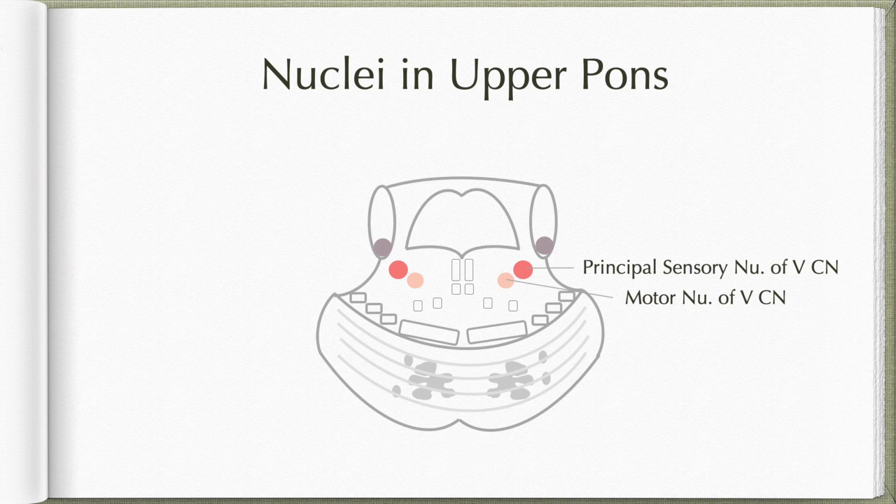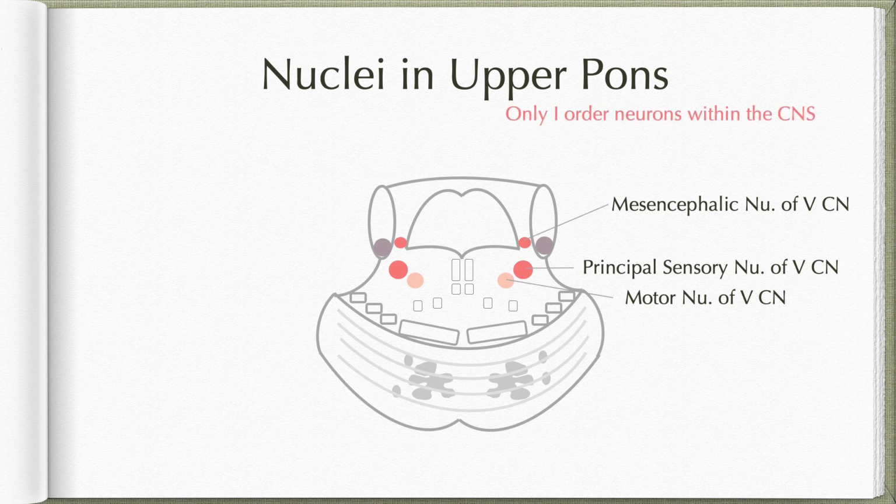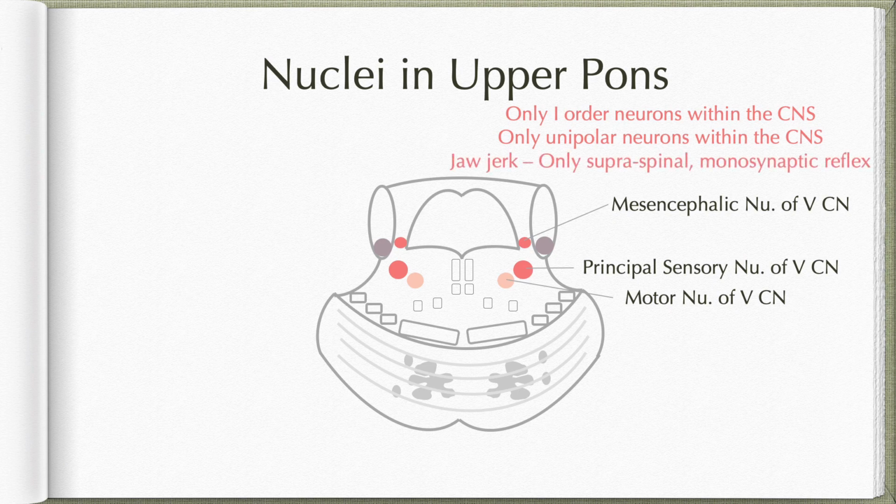At the junction with midbrain, the upper pons will also show the lower end of mesencephalic nucleus of the trigeminal nerve. Now the neurons of this nucleus are truly unique in being the only first order neurons located within the CNS. These receive the proprioceptive sensations from the head region. These are the only unipolar neurons located within the central nervous system, and these form the relay center for the jaw jerk, which is the only supraspinal monosynaptic reflex.